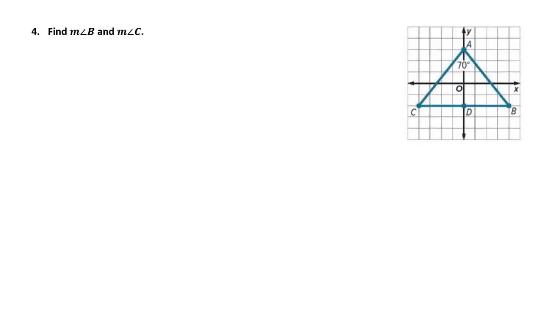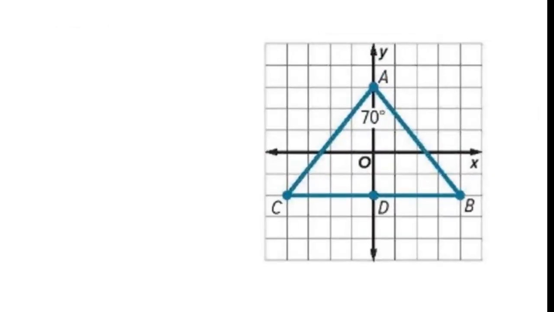Okay, so on number 4, we need to find the measures of angles B and C. So we're looking for this angle here and this angle over here. Do I know how big any of the angles in that triangle are? Yeah. We know how big angle A is. Angle A is up at the top. It is 70 degrees.